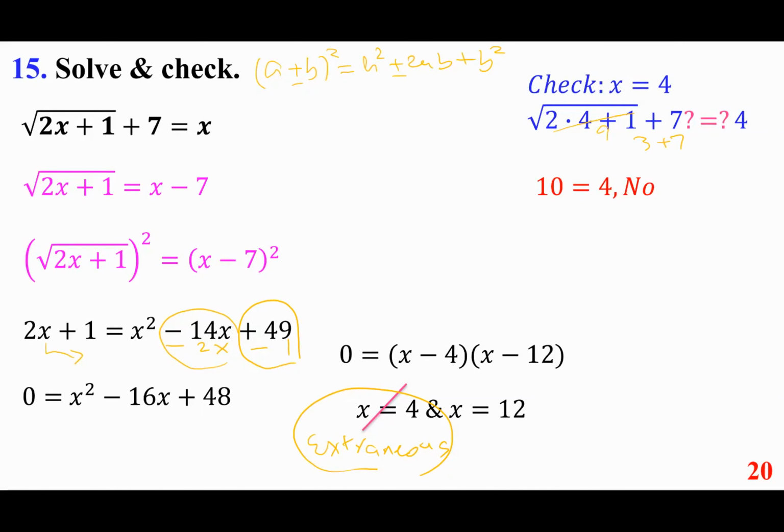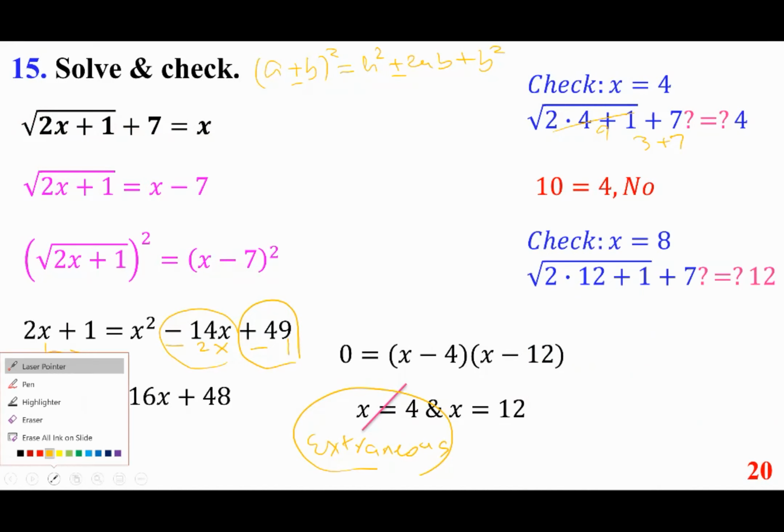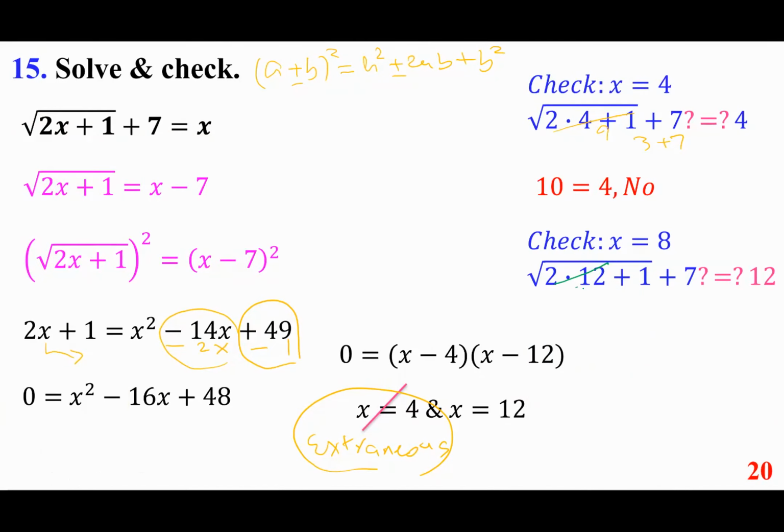So we're going to check the next one, 12, which means we're going to put it in here. Always, the checking takes place with no step in between, using the very first given question. So square root of 2 times 12 plus 1 under the radical, plus 7, is equal to 12? That's what we're going to ask. This is 24 with 1 becomes 25. Square root of 25 is 5. And 5 plus 7, yes, it's 12, and it does work.